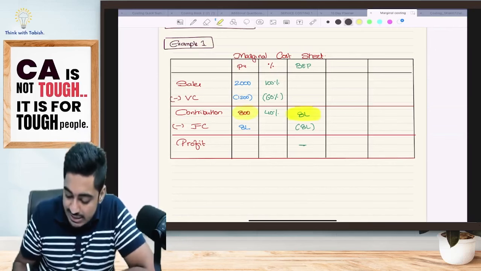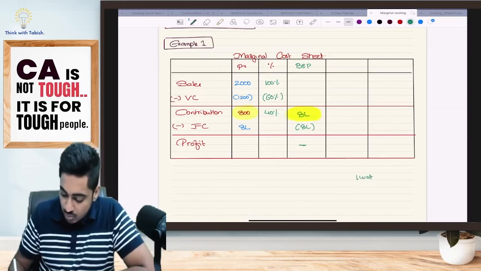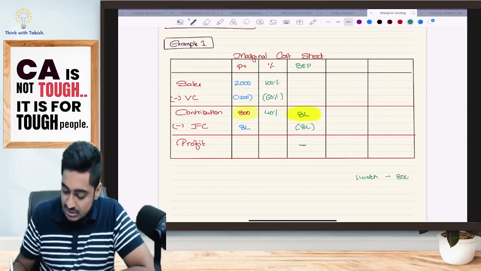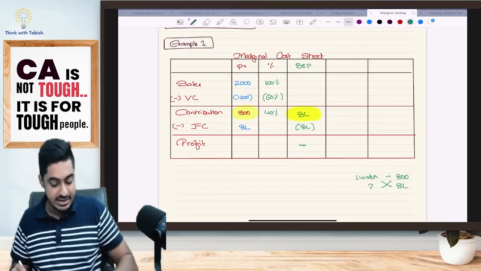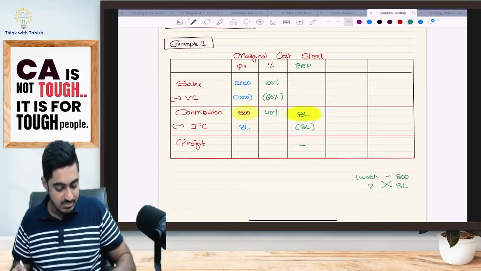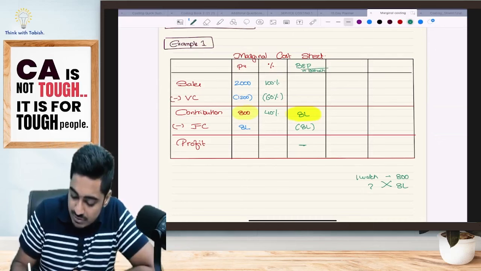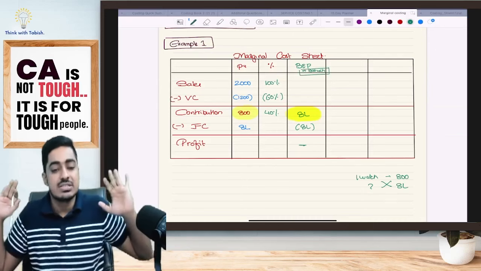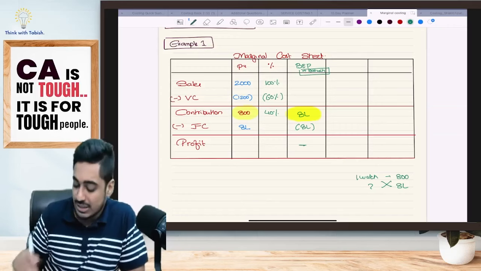That means to get 8 lakh contribution, how many watches should I sell? Simple. If I sell one watch, I'm getting 800. If I want 8 lakh, how many watches? It is going to be 8 lakh divided by 800. How much is it, students? Is it 1000 watches? So my BEP is going to be 1000 watches. Yes or no, everyone? Did I touch even a single formula? No. But sir, if we do it this way, now that I'll come to later.